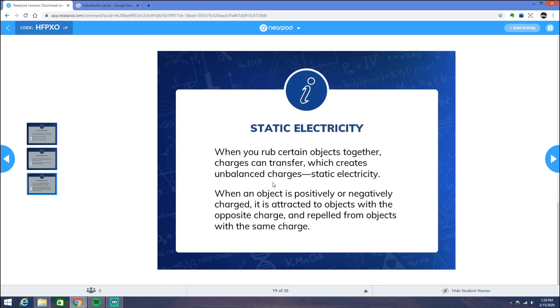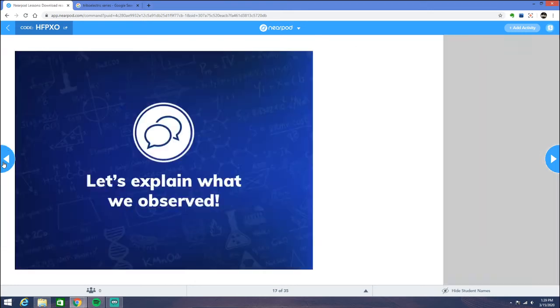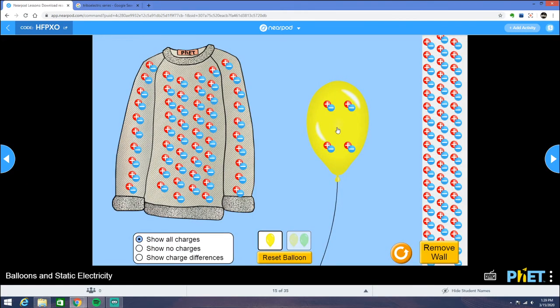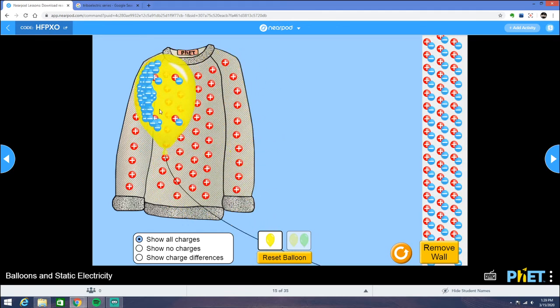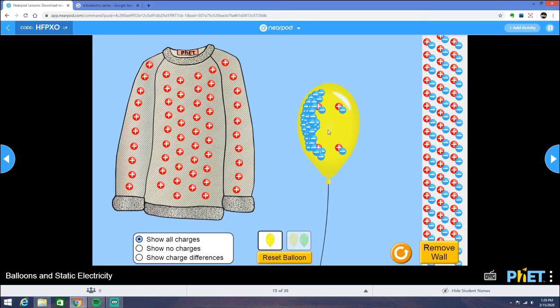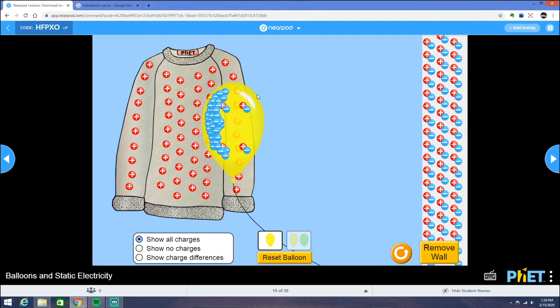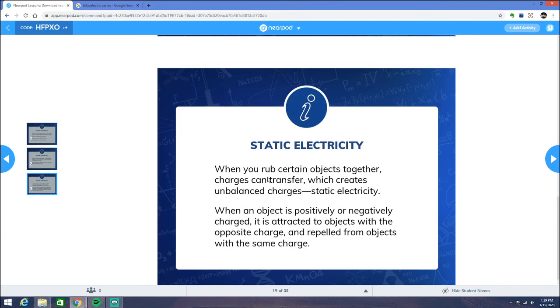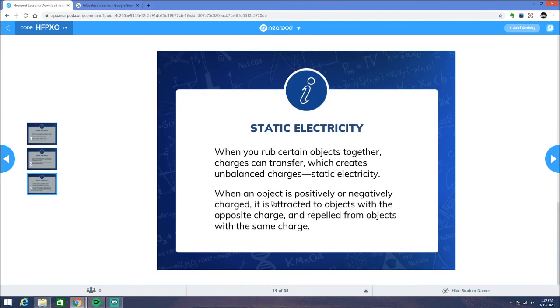If we go back to our balloon activity, whenever we took the balloon and rubbed it, we took away all of its electrons. As you see on the shirt, all the protons are still there, and now that balloon and that t-shirt are attracted. They want to stay together. They like to hang out. That's how I like to think about it. So again, when it's charged, it's attracted to the object that it charged to and repelled from objects with the same charge.